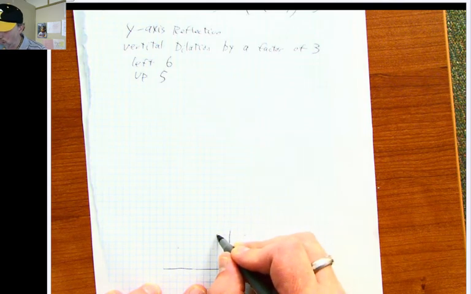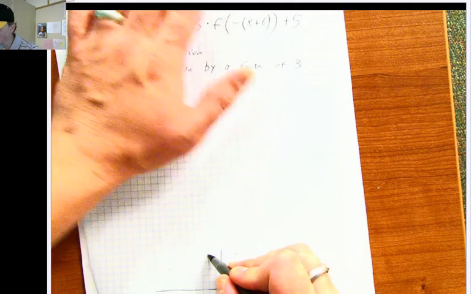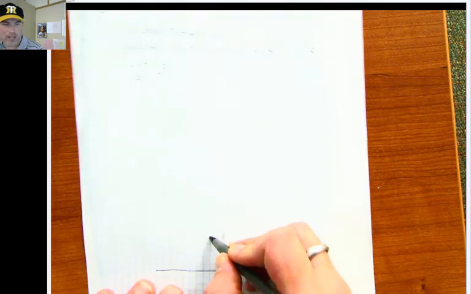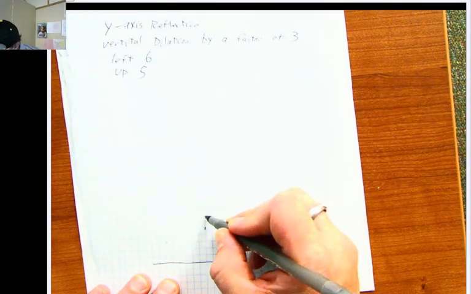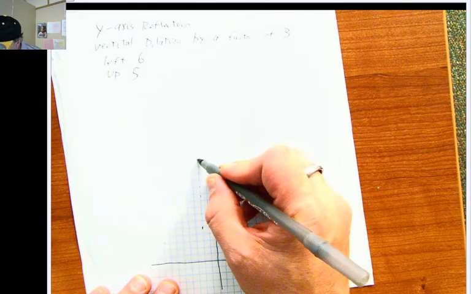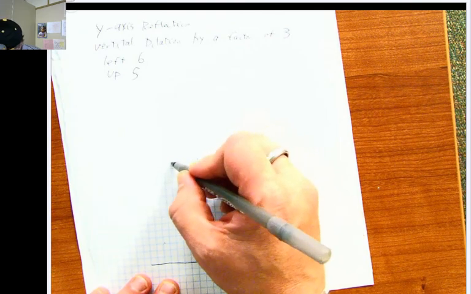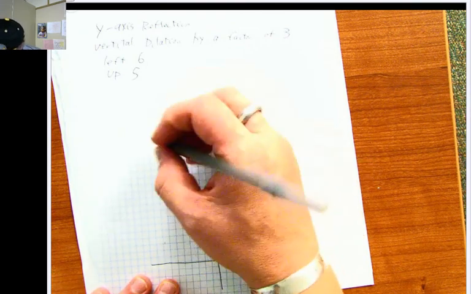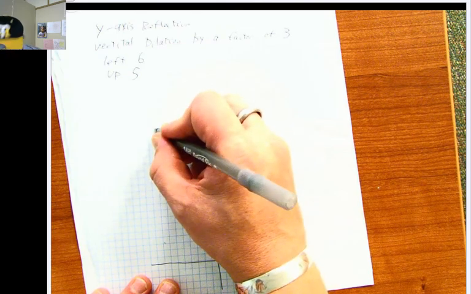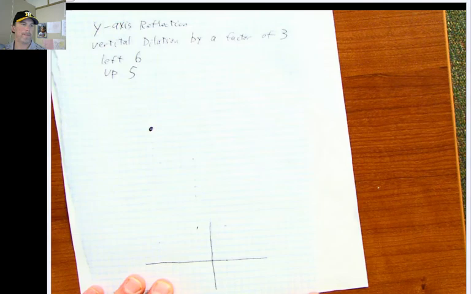Then a vertical dilation by a factor of 3. This currently has a y-coordinate of 5, so if it's a y-coordinate of 5, I need to multiply it by 3, so it's going to be 15. So it's currently at 5, 6, 7, 8, 9, 10, 11, 12, 13, 14, 15. Then I go left 6, 1, 2, 3, 4, 5, 6, up 5, 1, 2, 3, 4, 5. So I am way, way up here.